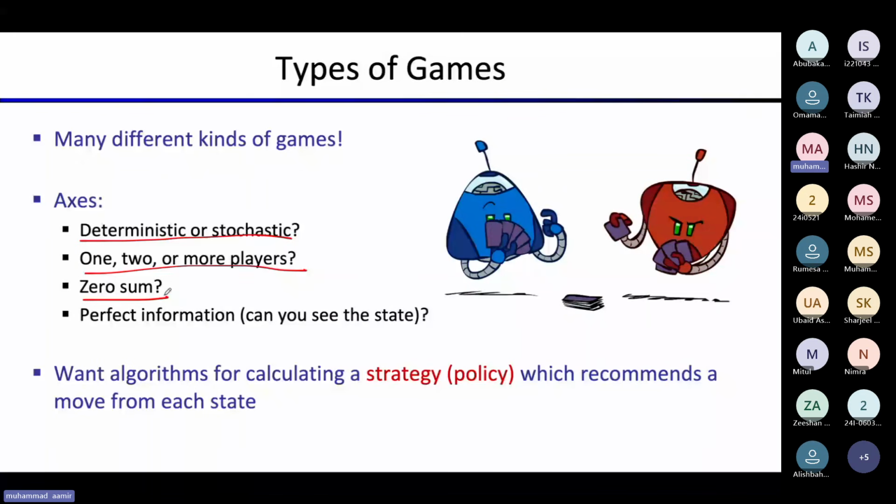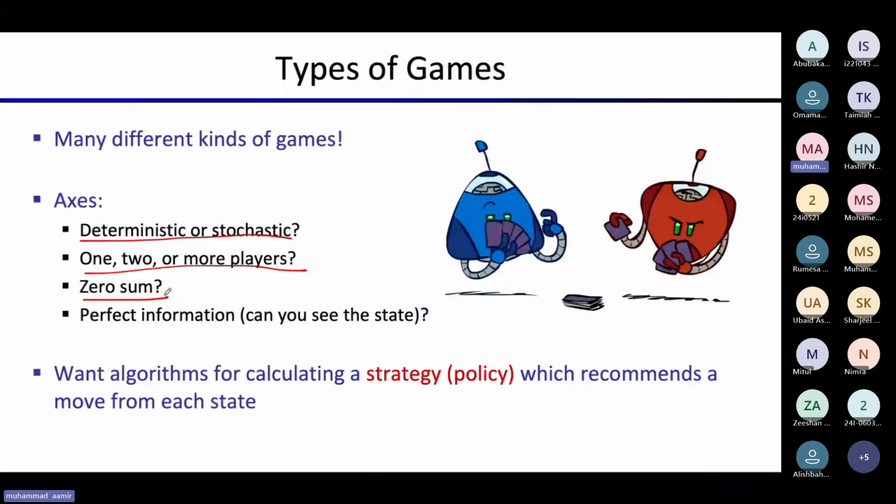Zero-sum games means players are playing against each other. There is no scoring involved. If one wins, the second will lose. If the second wins, the first player will lose. So it is a two-player game, and both players are playing against each other.